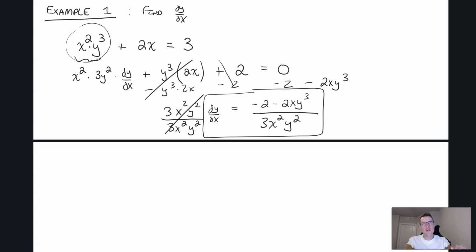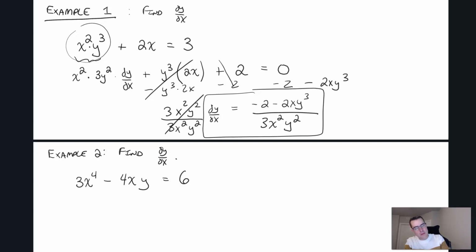Okay, so this is one that involves the product rule. So why don't you try one that has this? So example 2. Find dy dx. Okay, and our sample here is going to be 3x to the fourth minus 4xy is equal to 6. So I would like you to pause this video and see if you could do this out on your own here.